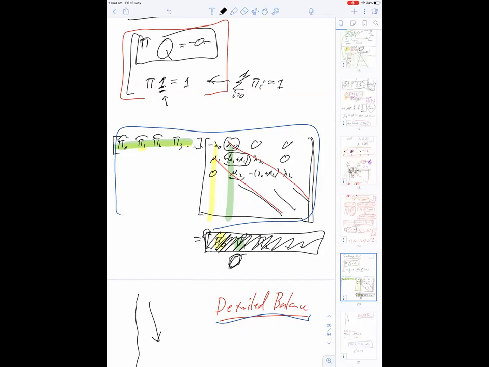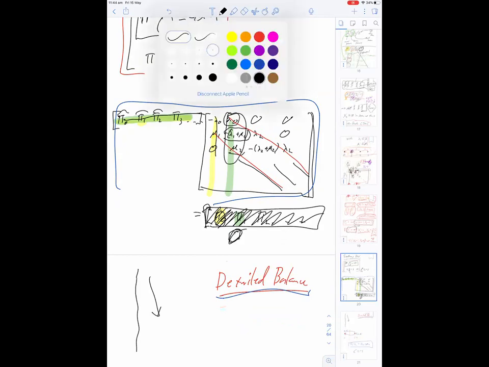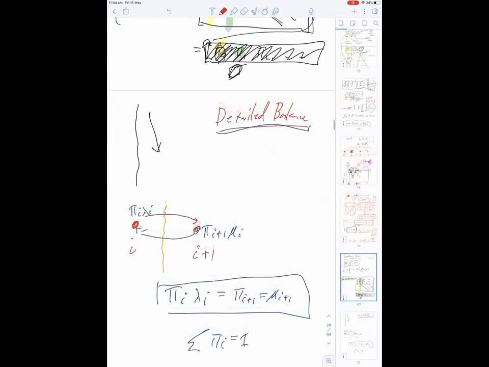So Gabriel's fix is that it's not that pi Q equals pi, pi Q equals zero. Q is a generator matrix, not a transition probability matrix, thank you. So what I said about this multiplication, just the right-hand side, is not correct. It's all zero. Let's look, for example, at the second equation: pi zero times this plus pi one times this plus pi two times this equals zero. Exactly.